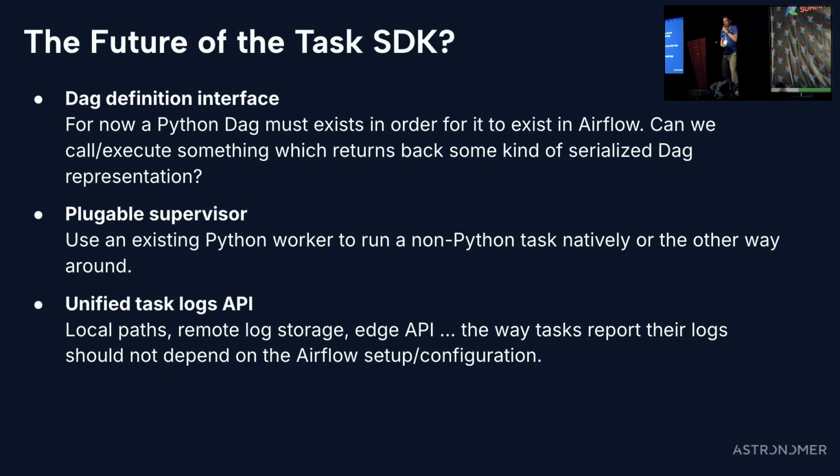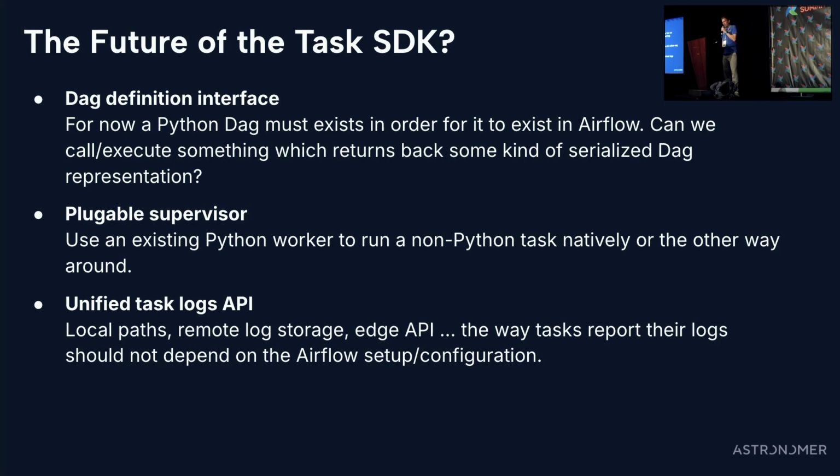And the same way, like a pluggable supervisor. If you want to run Rust tasks natively, you need a Rust worker. That's the only way. And maybe at some point you can tell a Python worker to run Rust code. Yeah, and the bash operator doesn't count here. And it's vice versa, maybe you can run Java code in a Rust worker. Those kinds of things.